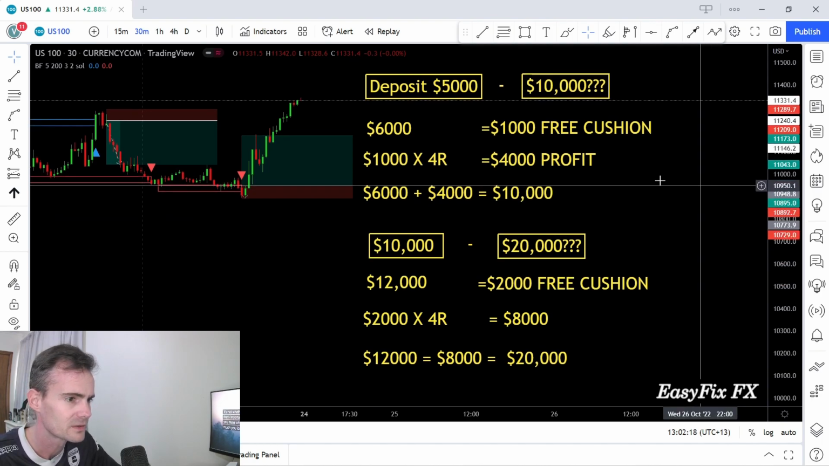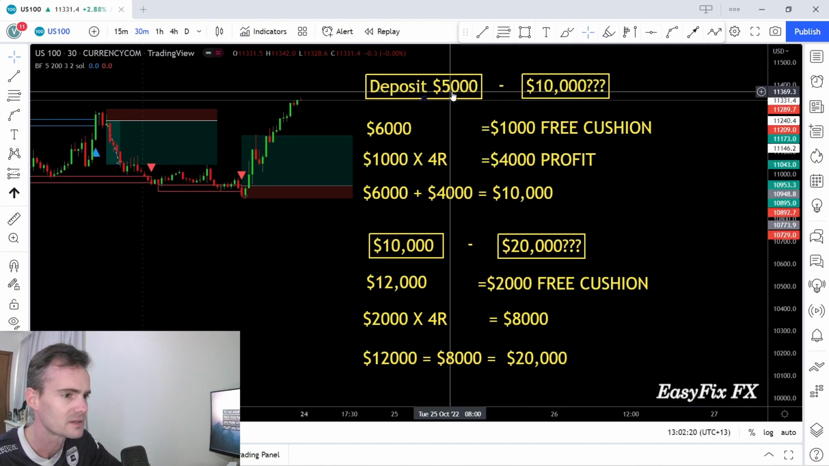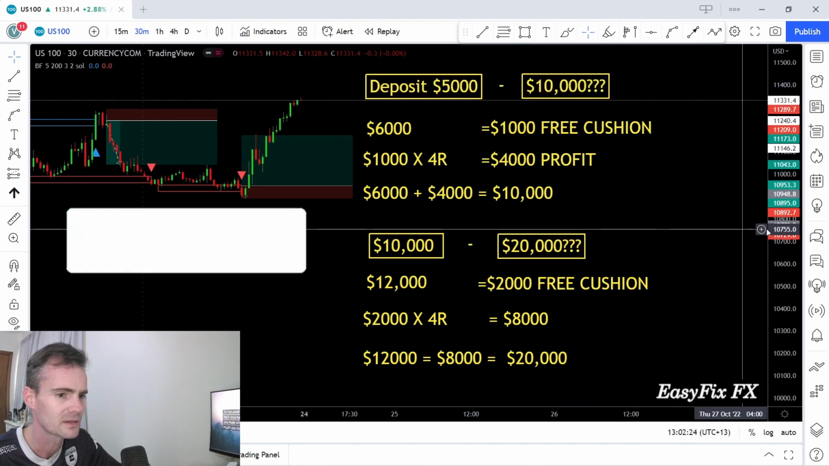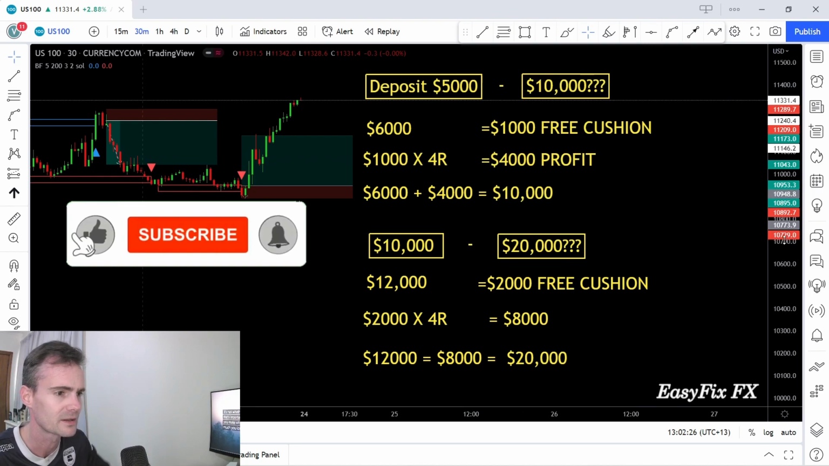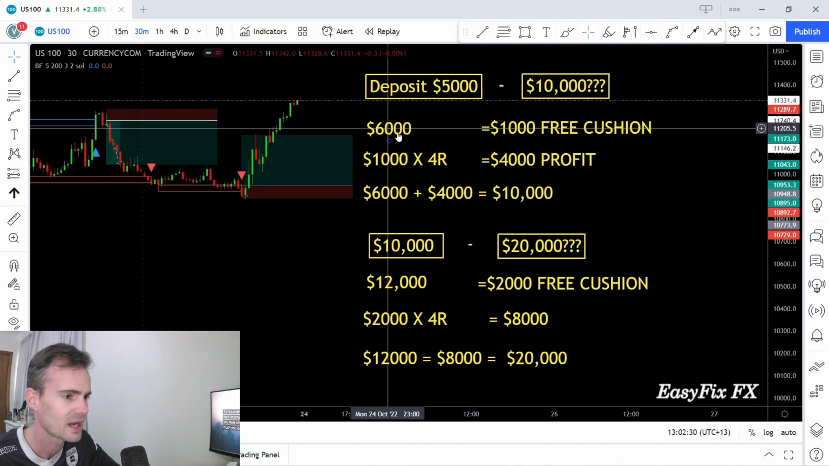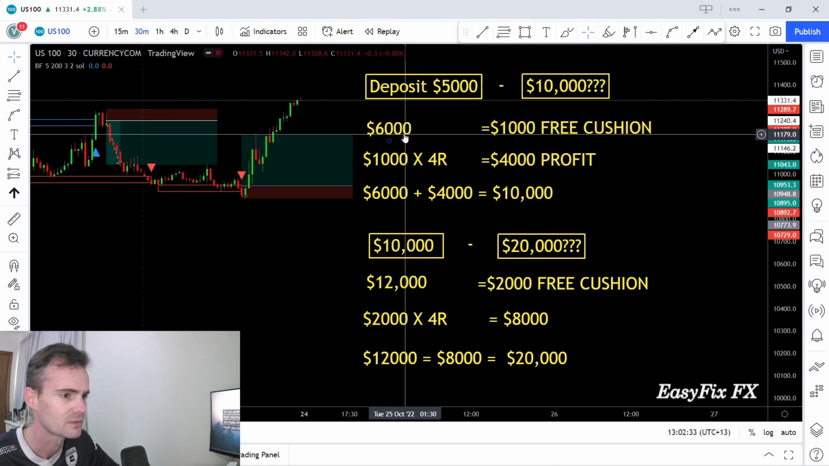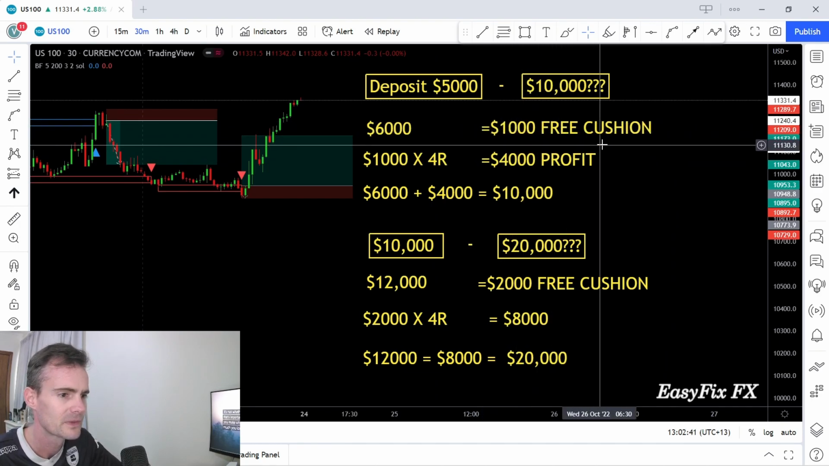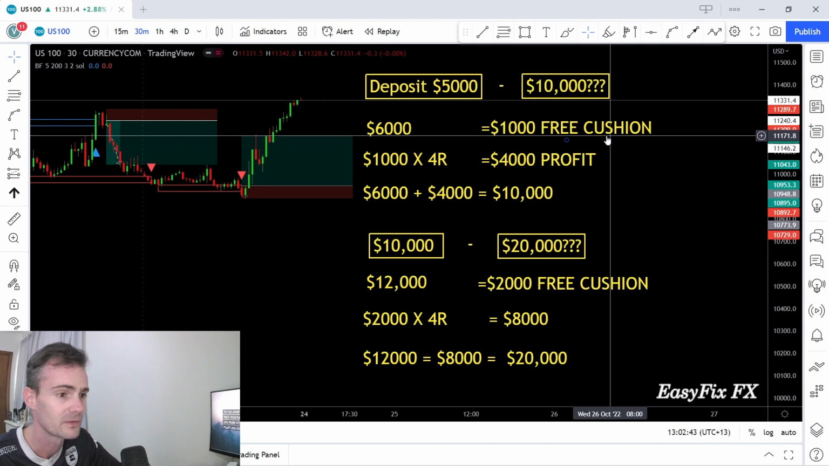Let's say for example you deposit $5,000 in your account and you want to flip this to $10,000. I've done this myself personally in the past. Firstly, you want to grow this account to $6,000, which is a 20% gain. Now you've made a profit of $1,000, which is going to be your free cushion.